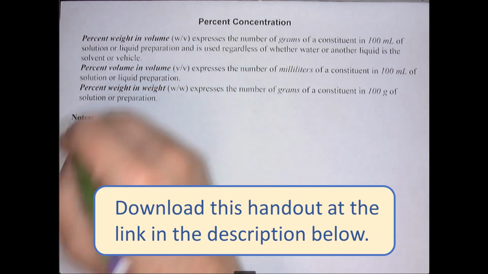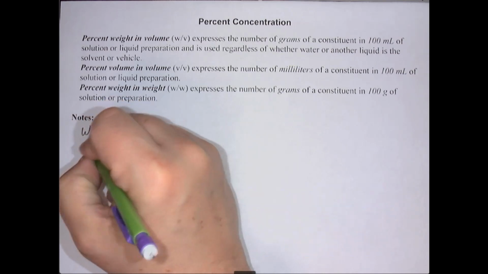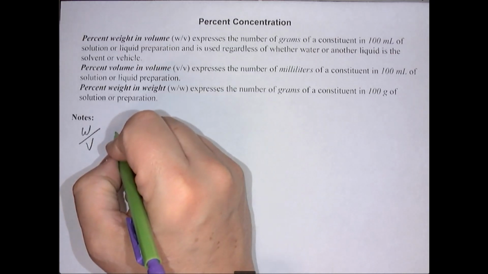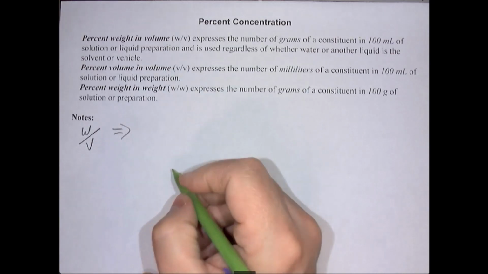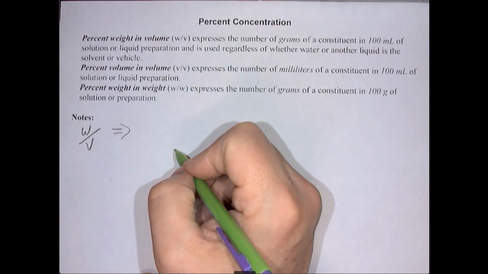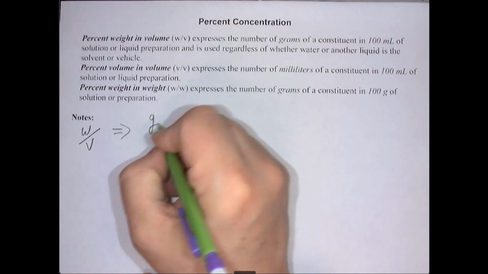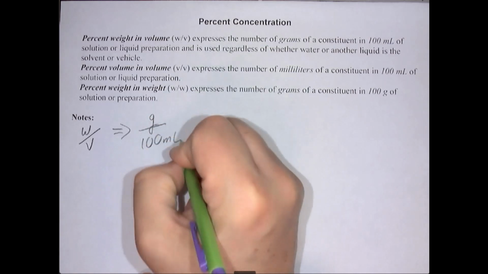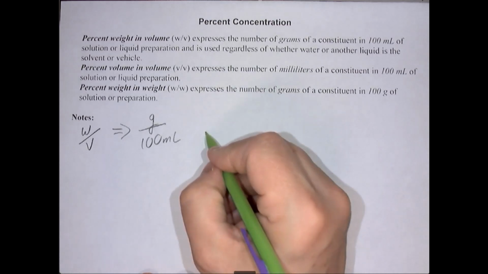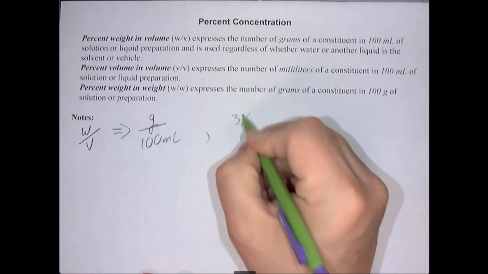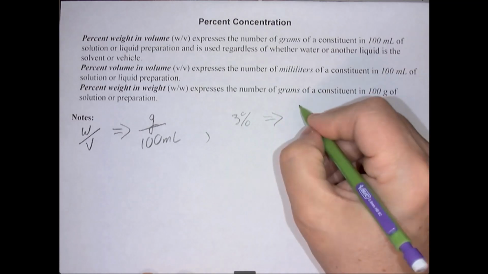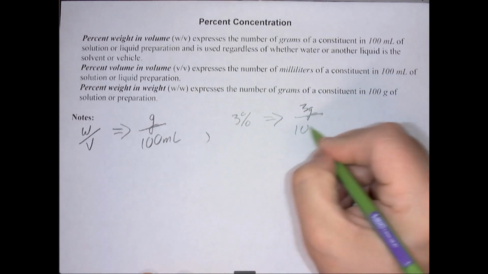So for example, if a concentration is indicated to be a weight to volume concentration, what that really means is, there's going to be a little arrow here, weight to volume in terms of a percent concentration will always be grams per 100 milliliters. Remember that when you hear percent, you should always think per 100. So for example, if it is a 3% weight to volume concentration, another way to express that would be 3 grams for every 100 milliliters.